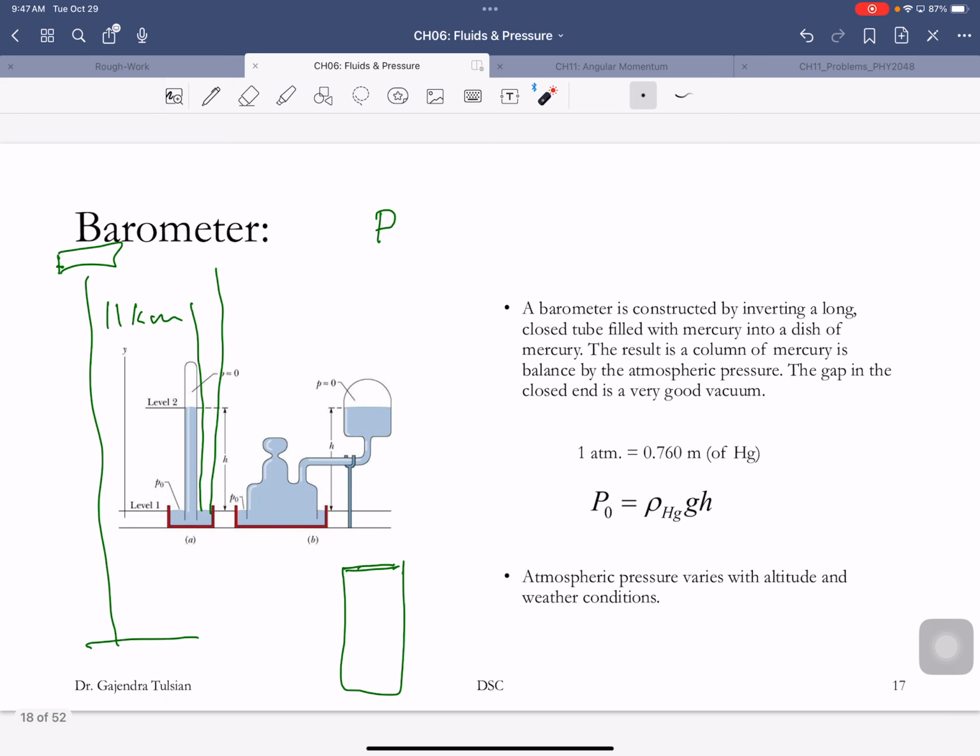A barometer is a device that measures the actual pressure. This is perfect vacuum, and this column of mercury is balancing an equal column of air all the way to space. If this was mercury, the height of this column would be 76 centimeters. And if bad weather is coming, if the pressure gets lower, the column in this mercury column would decrease.